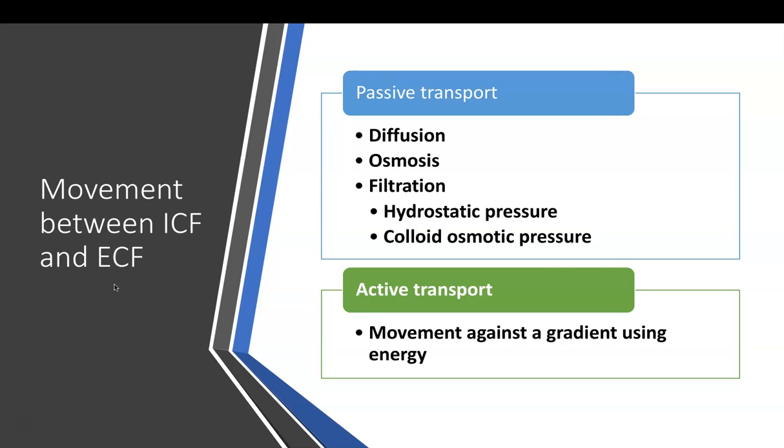Diffusion is a form of passive transport that is simple movement of solutes from high concentration to low concentration. An example of this in the body is the movement of oxygen from the lungs' alveoli into the oxygen-depleted red blood cells. So it's oxygen movement from an area of high to low concentration. Osmosis is the movement of water from an area of low solute concentration to an area of high solute concentration, and we'll talk about that a little bit more.